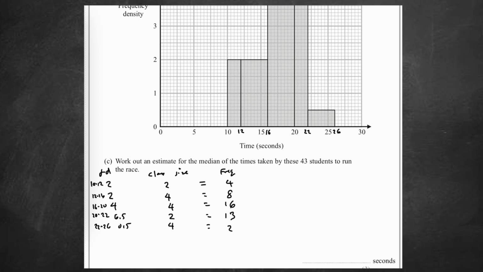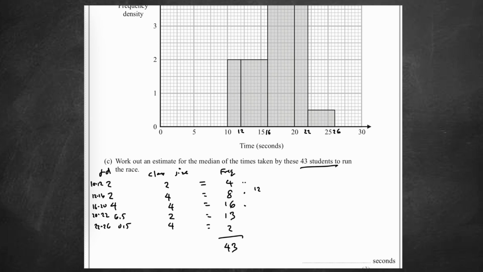So now we've got all the frequencies, we'll need to add up how many total people are in the race. So 4 plus 8 plus 16 plus 13 plus 2 gives us 43. Therefore, we now need to find the middle student. The middle student of 43 students is going to be the 22nd student in the list. Therefore, the 22nd is going to fall in, we got 4 here, 8 here, so we're up to 12. It's going to fall somewhere between 16 and 20.